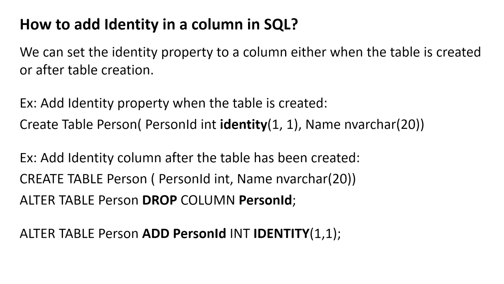Example 2: add an identity column after the table has been created. Create table person (person ID int, name varchar). Alter table person, drop column person ID. Alter table person, add person ID int identity(1,1). Here we alter the person ID column with identity, where the starting value is 1 and the increment value is 1.